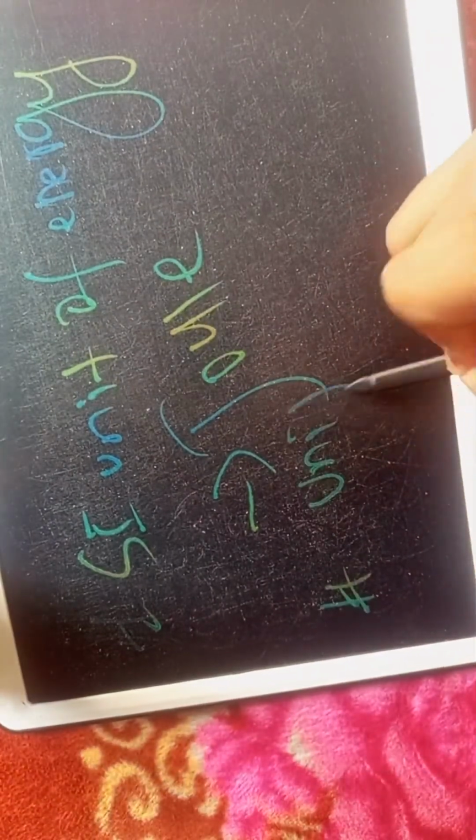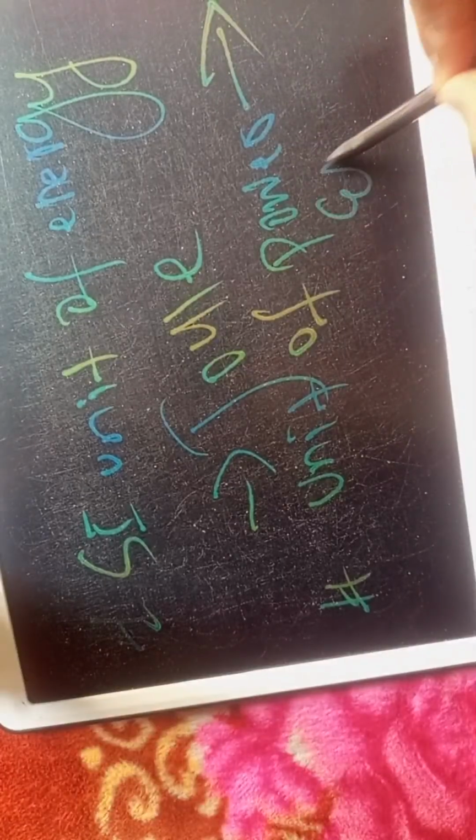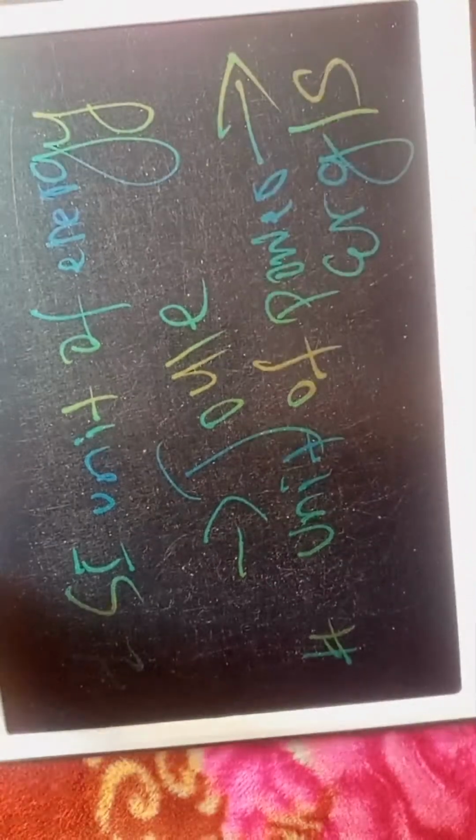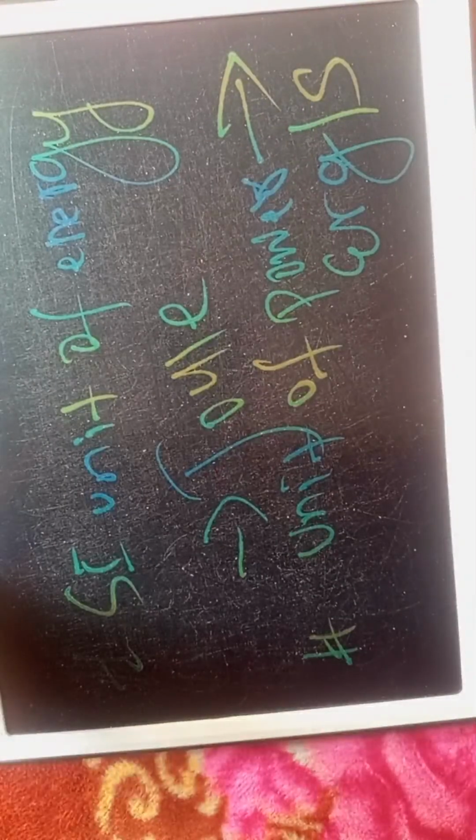What is the unit of power? If you study this much, you will get good marks. Erg per second. Unit of power is erg per second. Unit of energy is joule.